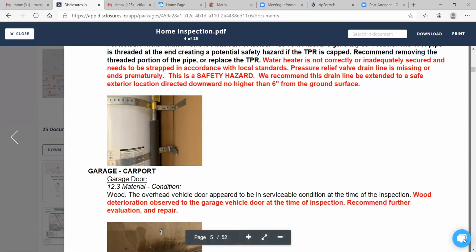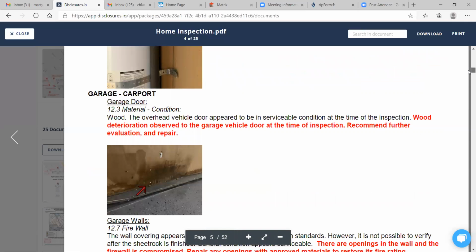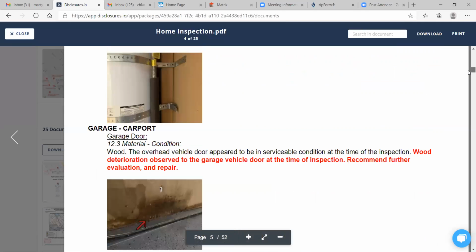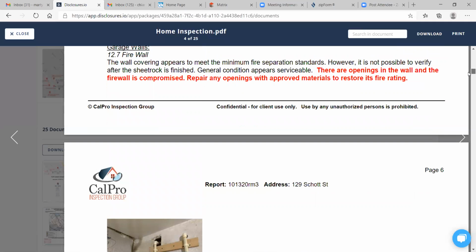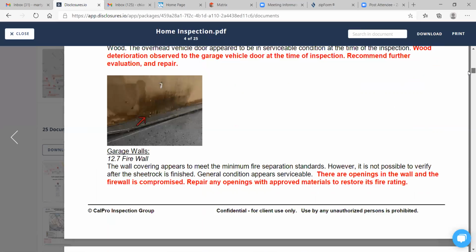Which is understandable. Wood deterioration observed to garage vehicle door at time of inspection. The garage door, this is the part. We see this. So this one, I thought this is a termite, but this is not termite. Opening wall and firewall compromised. That's right here.